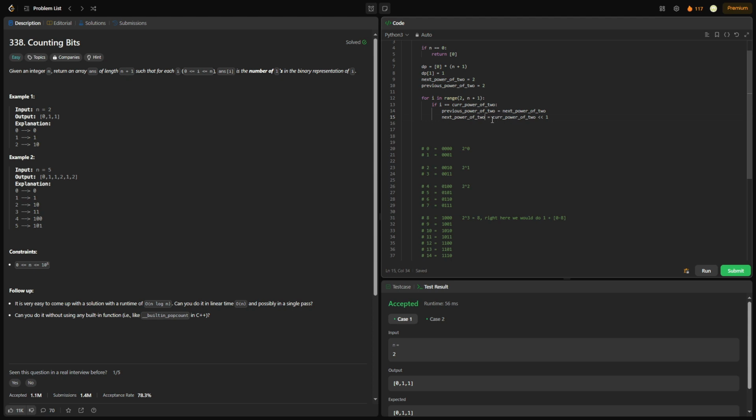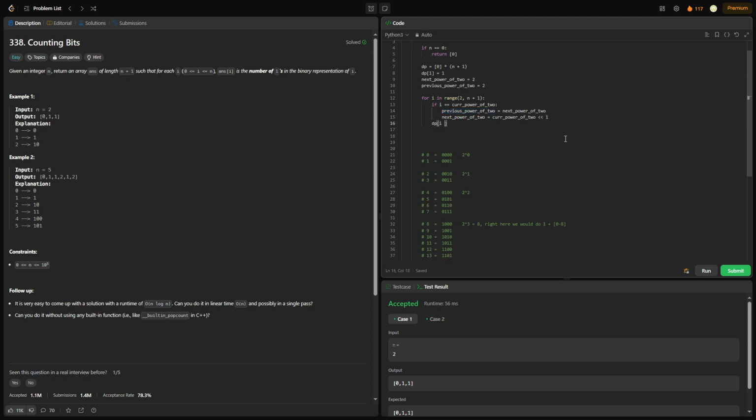Okay. The reason we need to care about this next power of 2 is because we need to know, for example, when we get to this 4, we don't want to be using this to calculate our previous index of I minus whatever the power is, right? Because when we do 5, we don't want to do 5 minus 2, we want to do 5 minus 4, right? That's why we need to keep track of what the next power of 2 is and what the previous power of 2 is, okay?